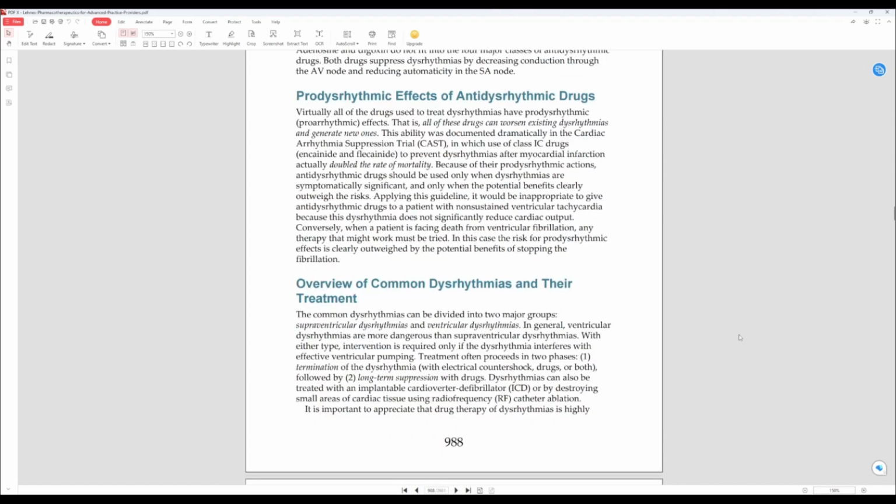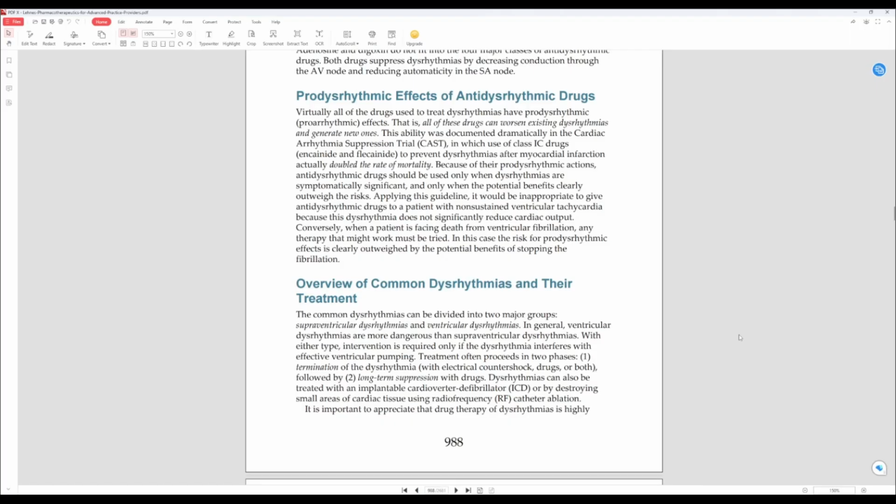So, that brings us to the pro-dysrhythmic effects of antidysrhythmic drugs. Virtually all of the drugs used to treat a dysrhythmia have pro-dysrhythmic effects. That is, all of these drugs can worsen existing dysrhythmias and potentially generate new ones. This ability was documented dramatically in the Cardiac Arrhythmia Suppression Trial, in which the use of class 1C drugs to prevent dysrhythmias after a myocardial infarction actually doubled the rate of mortality.